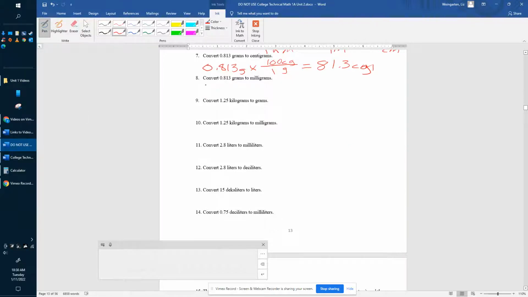How about if we convert it to milligrams? 0.813 grams times there are 1,000 milligrams in 1 gram. So that's going to give us 813 milligrams.